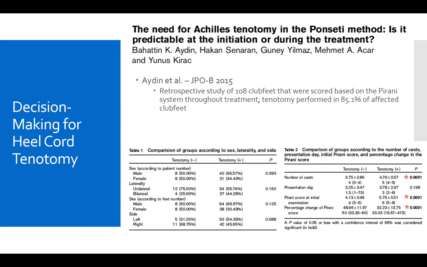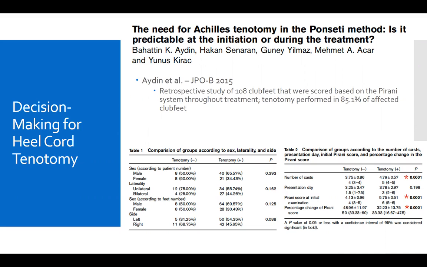The second study here was done in 2015 and published in JPO-B by Dr. Egan's group. It actually expanded on the results of the first study we just talked about. This was a retrospective study of 108 feet in 74 patients, so a higher number of people than they studied in the first research. In this one, they scored the children based on the Pirani classification system and looked at their scores throughout treatment. And tenotomy was actually performed in about 85.1% of children, again looking at the kids who weren't able to dorsiflex their ankle to about 15 degrees above neutral.